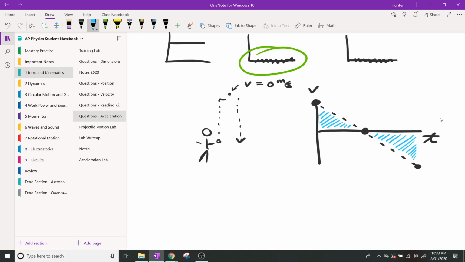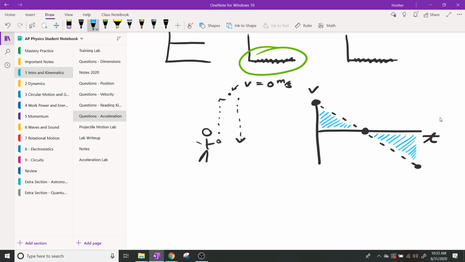So if they have the same area, the total displacement of just throwing something up in the air and then catching it again is 0, which makes sense. The areas are going to cancel each other out. Okay, and it makes sense if you take something and throw it up in the air and then catch it again, that it ends up back in its original position.